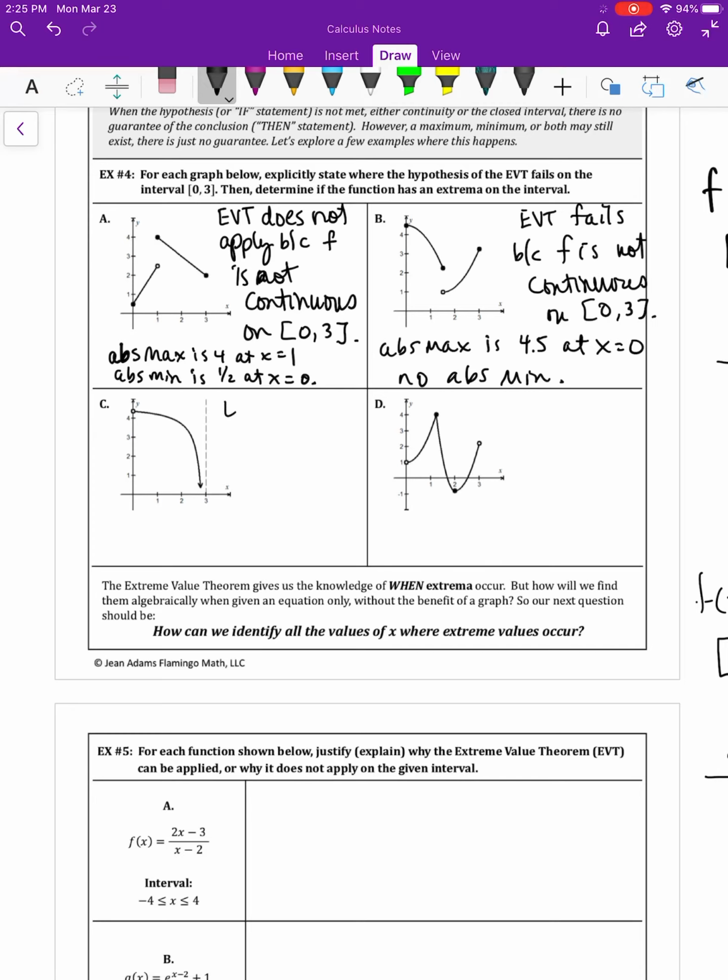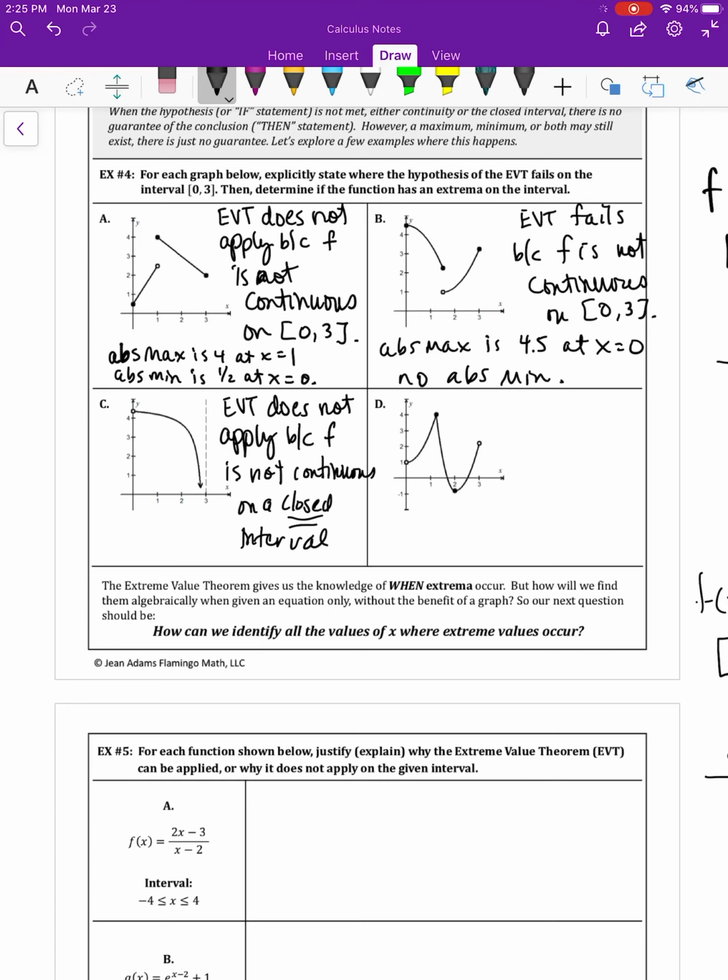Y value of 1. Okay, and then for C, the extreme value theorem does not apply because f is not continuous on a closed interval.